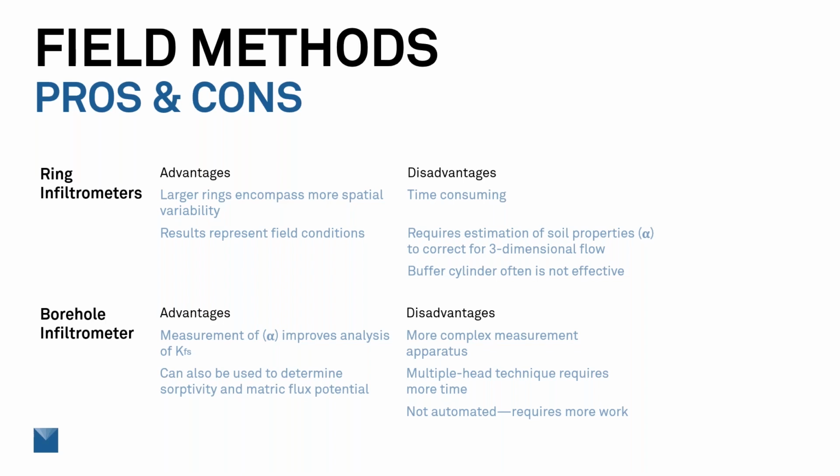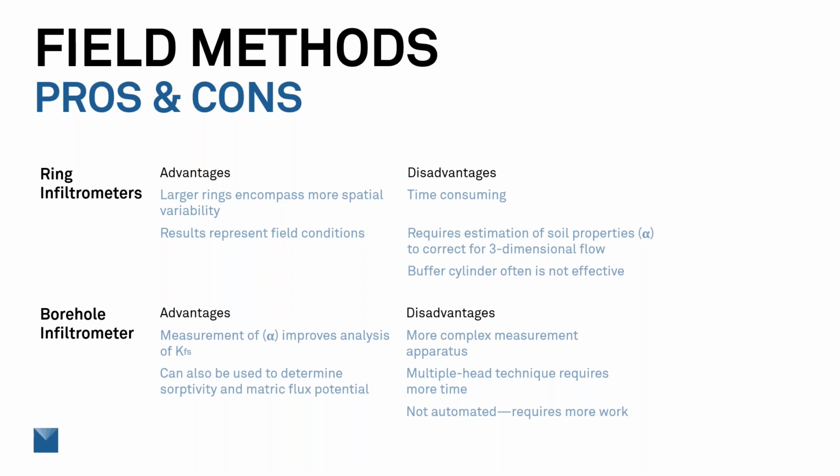With ring infiltrometers, the results oftentimes better represent field conditions because they're infiltrating directly from the surface. We're dealing with all of the correct interactions of the soil layers and the pores and the structure. So that's a pretty major advantage to field approaches. Now, one of the disadvantages to a ring infiltrometer is it is time consuming. These measurements typically take anywhere from 1.5 hours to 2 hours, if not longer, depending on the soil type.